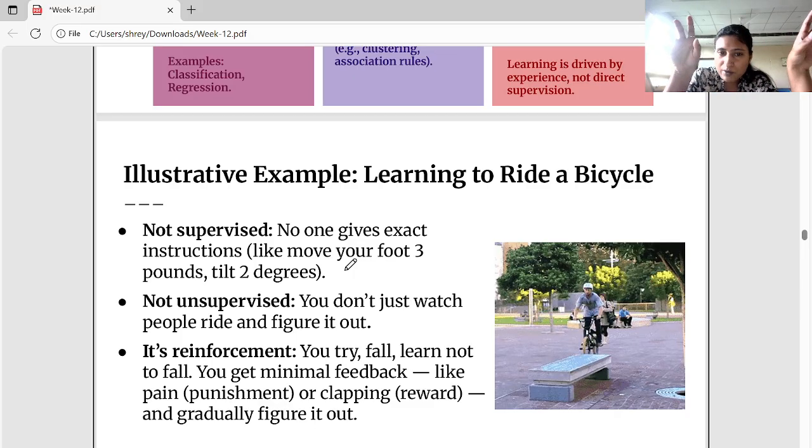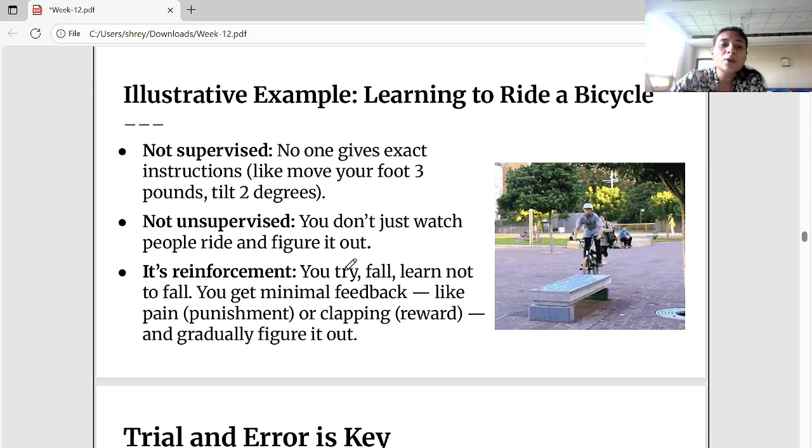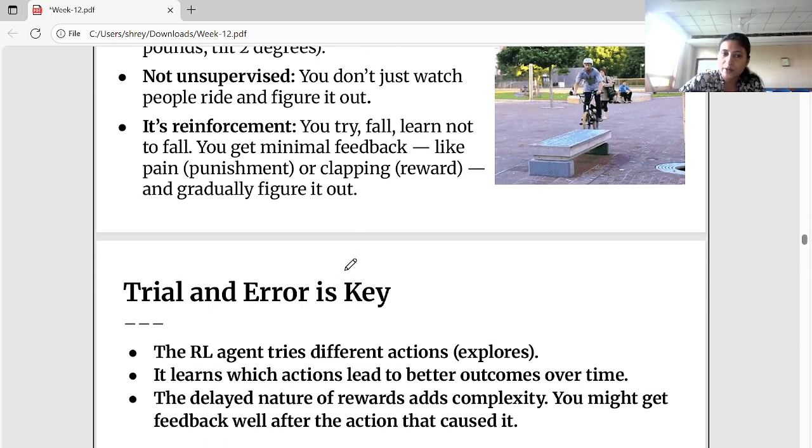So here it is not supervised. No one gives you exact instruction, please move your foot 3 inch or 2 degrees. No, it is not like that. It is neither unsupervised. You don't just watch the people ride and figure it out. No, you experience it. So it's reinforcement. You try, fall, learn not to fall. You get minimal feedback. Like if you fall, you will have some pain. Then you will realize that, okay, I should not go in this way. Or maybe someone is there to clap for you. Okay, now it is good to go. So that motivation can help you build this experience, right? So this is how reinforcement is not like supervised and unsupervised.